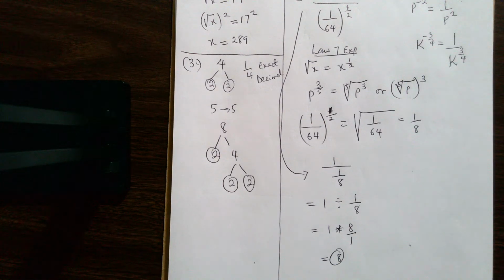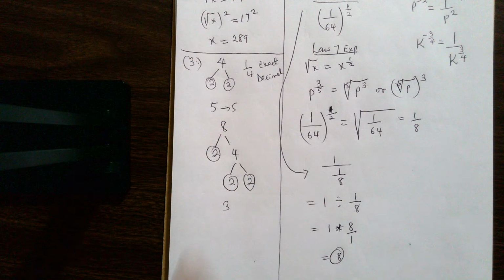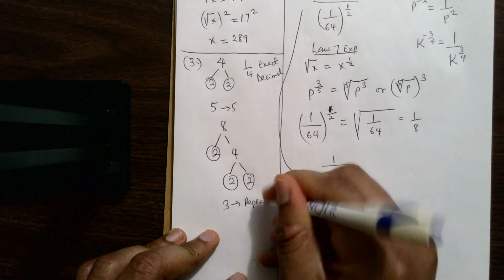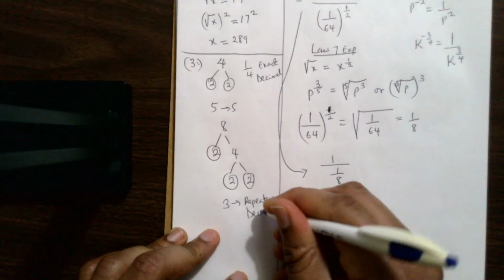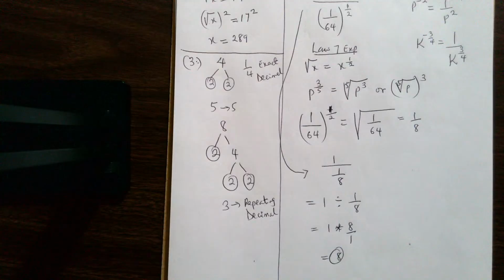Then the last option is 3. 3 is also a prime factor. So this will give us a repeating decimal because it is not 2 or 5. So it's going to give us a repeating decimal. Okay.